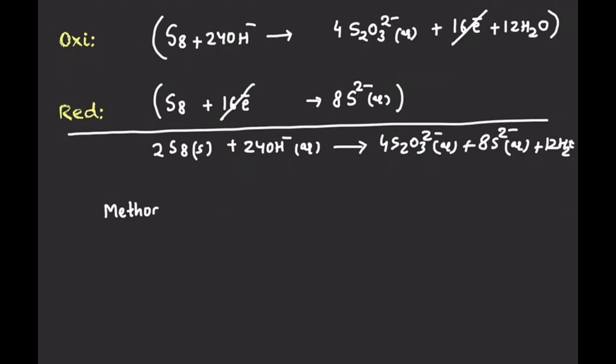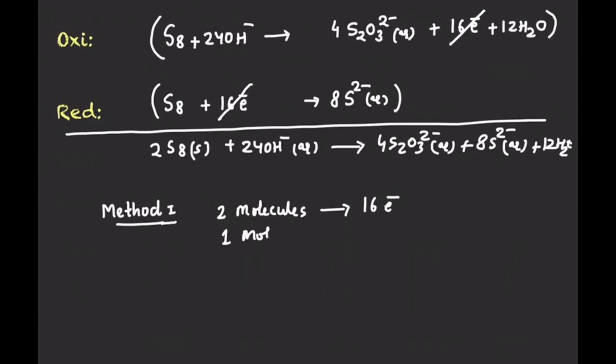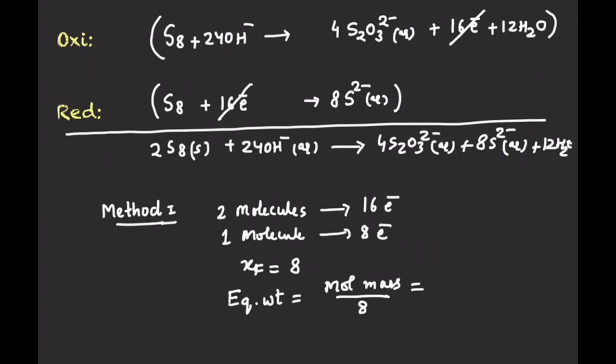We calculate the overall molecules participating in the reaction. So 2 molecules of S8 are participating in the reaction. Corresponding to these 2 molecules, the number of electrons participating is 16. So for 1 molecule, the number of electrons participating will be 8. So the n-factor is equal to 8. So the equivalent weight is equal to molar mass divided by 8. Molar mass of S8 is 8 into 32, divided by 8. So from here we find that the equivalent weight of sulfur participating in this reaction is 32.